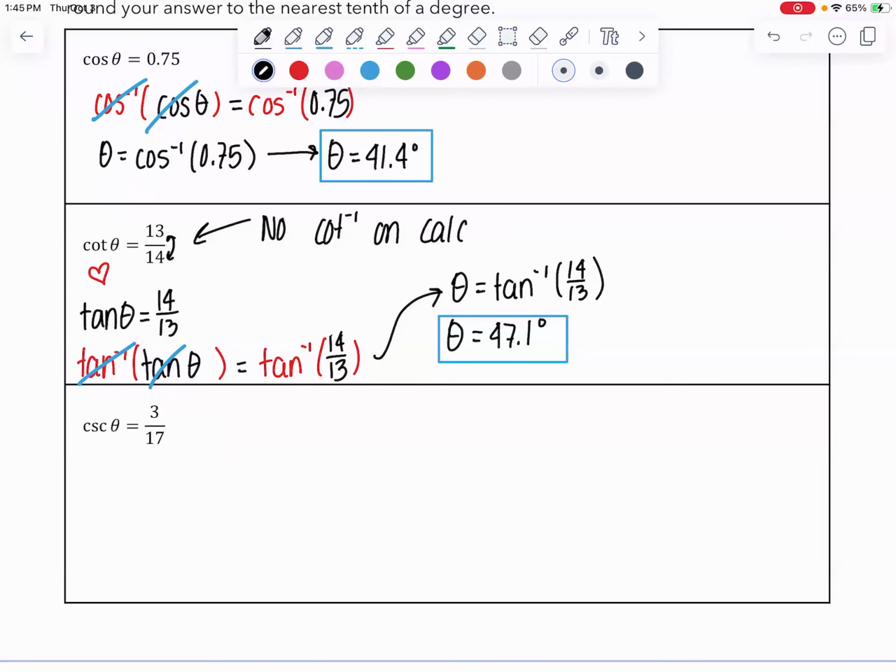All right, last one. Cosecant of theta is equal to 3 over 17. Similar issue. No cosecant inverse button on the calculator. So we'll look at soulmates again. Cosecant's soulmate is sine. So sine of theta is the flipsy-flu, 17 over 3 as opposed to 3 over 17.